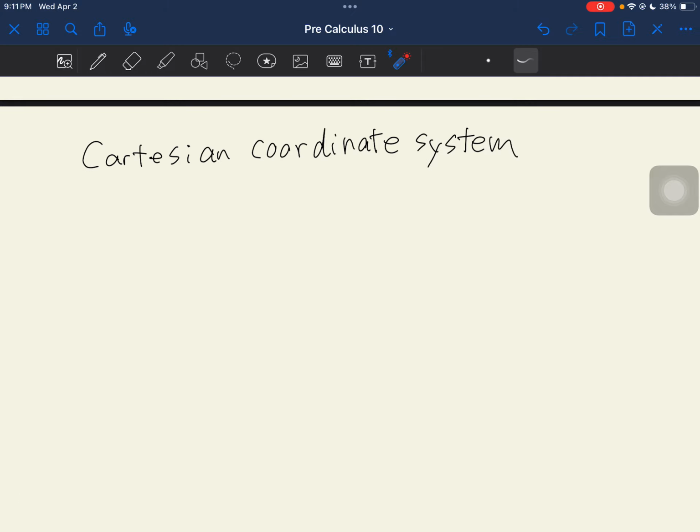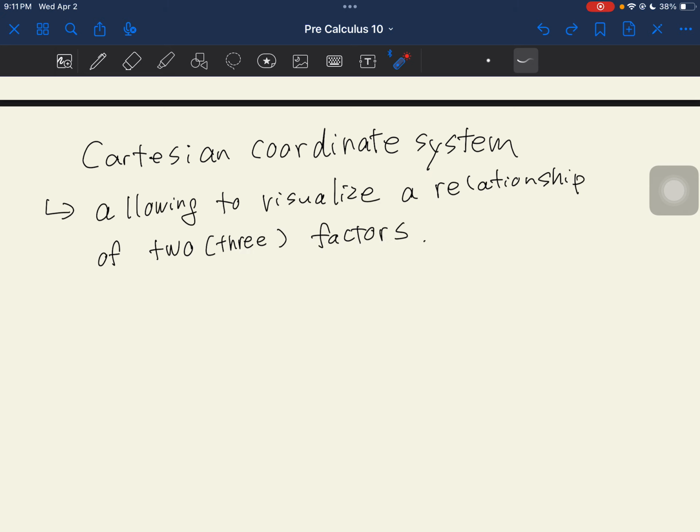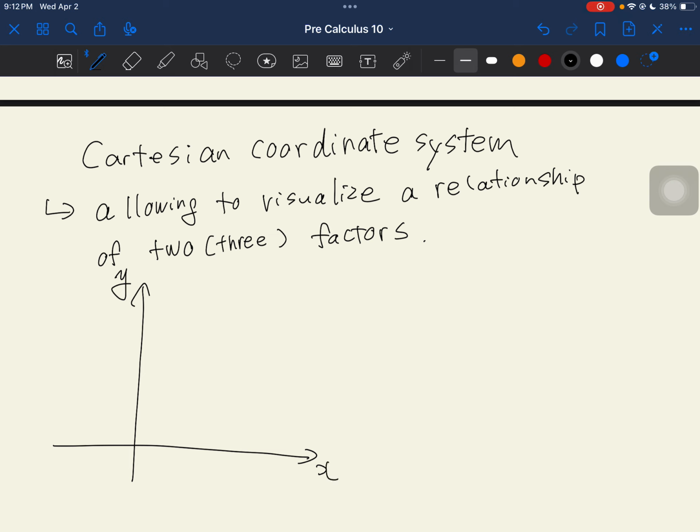What is a coordinate? This is also known as the Cartesian coordinate system. This system allows you to visualize a relationship between two or three factors. This explanation might be a bit confusing, so let me give you some examples. The most common example of a coordinate system is the x and y coordinates. You might have seen it at least once in your life.